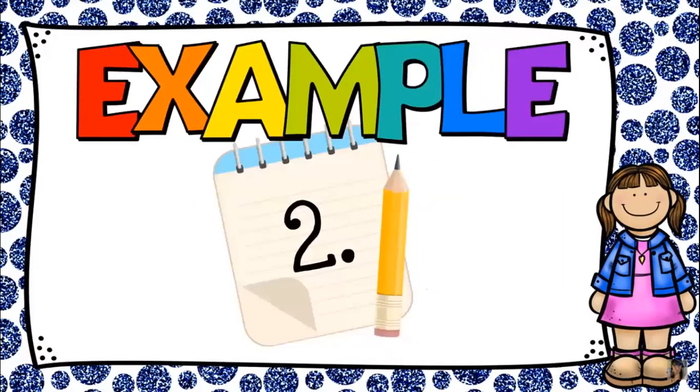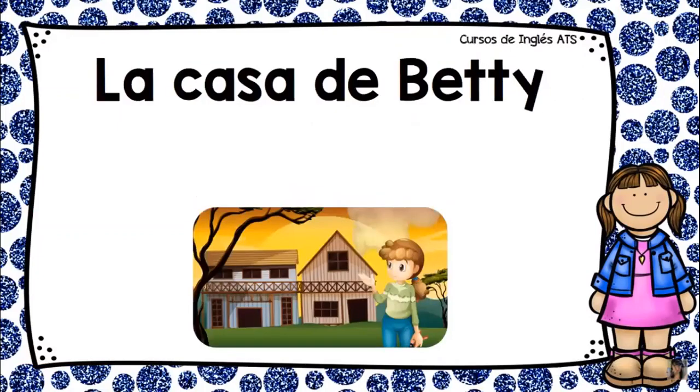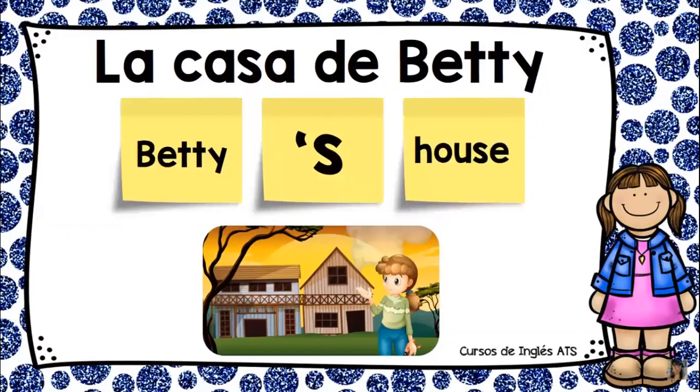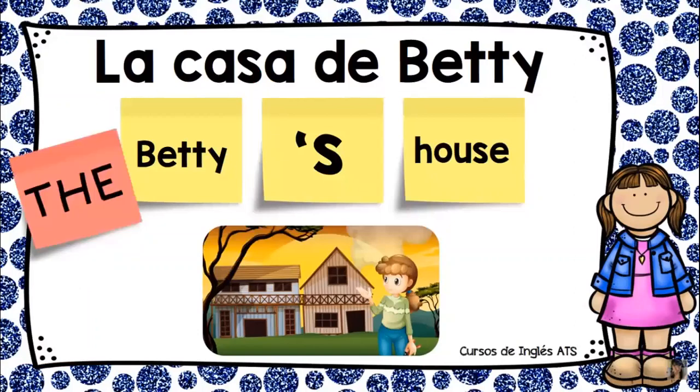Example number 2. La casa de Betty. Okay. And if we say the house of Betty, it is incorrect. The right way to say it in English is Betty's house, la casa de Betty. Also, we can make sentences using different grammar tenses in English, such as simple present and the present continuous or present progressive. Betty's house, la casa de Betty.